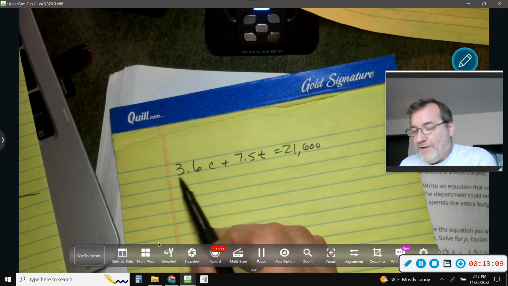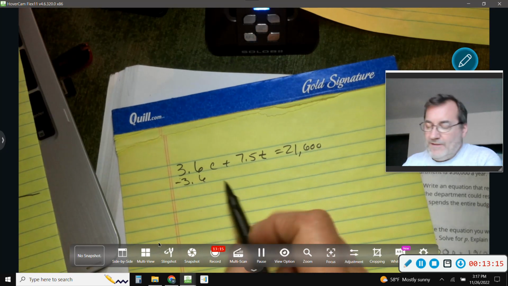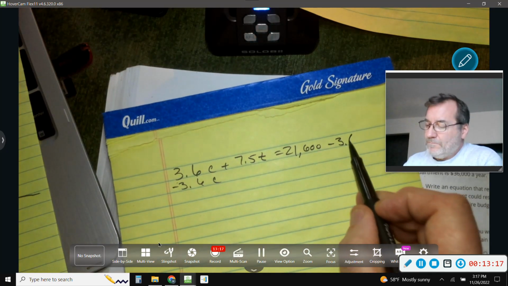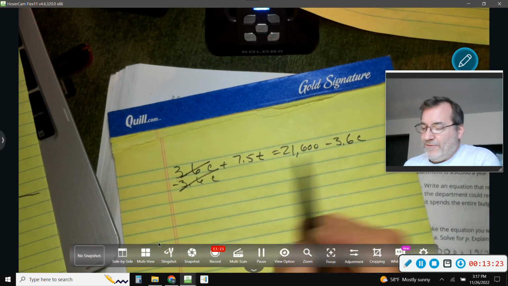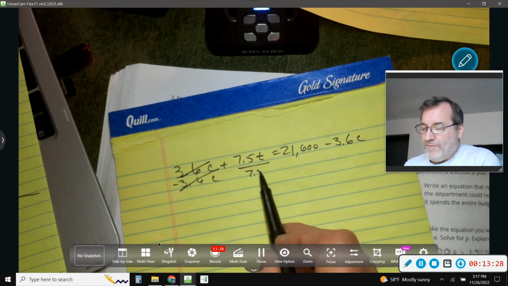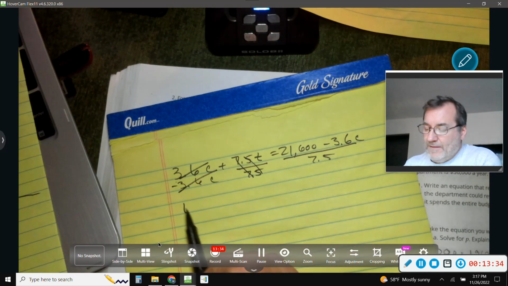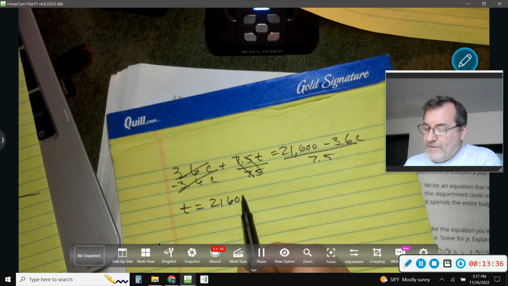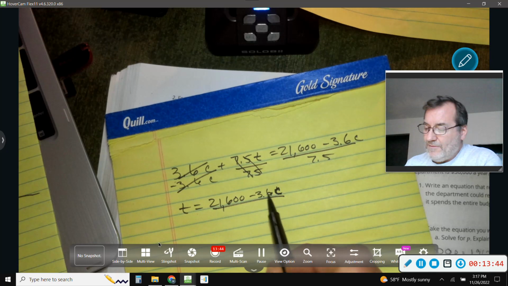All right, first thing you do is you got to get rid of what you can with addition subtraction. So I'm going to subtract 3.6C from each side. Cancel, cancel. And then I got this 7.5t equals this. So since this is being multiplied together, I'm just going to divide by 7.5. There's my equation. T equals 21,600 minus 3.6C, my bad there, sorry, fix that, and 7.5 down below.